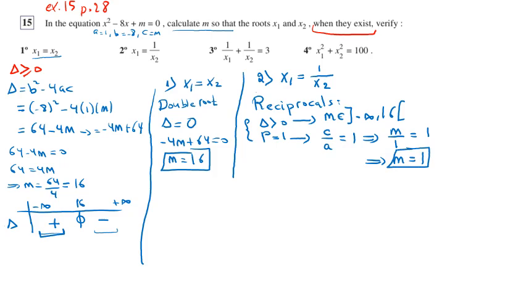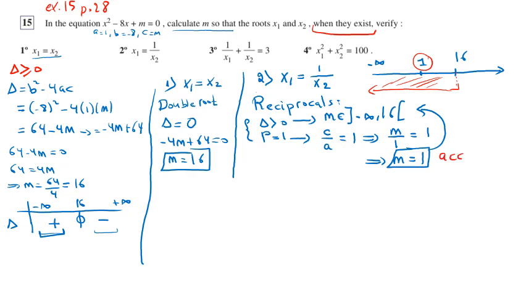Is m equal to 1 in this interval? Yes, it is in this interval, since here we have 16 and here we have minus infinity and here we have 1. The first one is minus infinity to 16. This is the interval minus infinity, 16, and 1 is included in this interval, so it is an accepted answer.